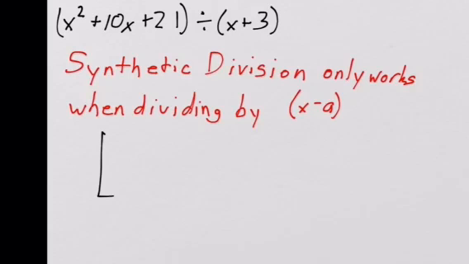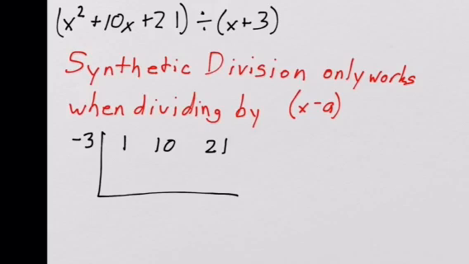So, like I said, the book uses a little bit different notation here. What I like to do is write my division sign like this and then just stick the a up here. So we're dividing by x plus 3, which is x minus negative 3. So the number that's going to go up here is negative 3. And then inside of here, I'm just going to put the numbers in front of the x to whatever power. So when there's nothing there, it's implied to be a 1. Unless it's subtracted, then it's negative 1. So we have 1, 10, 21.